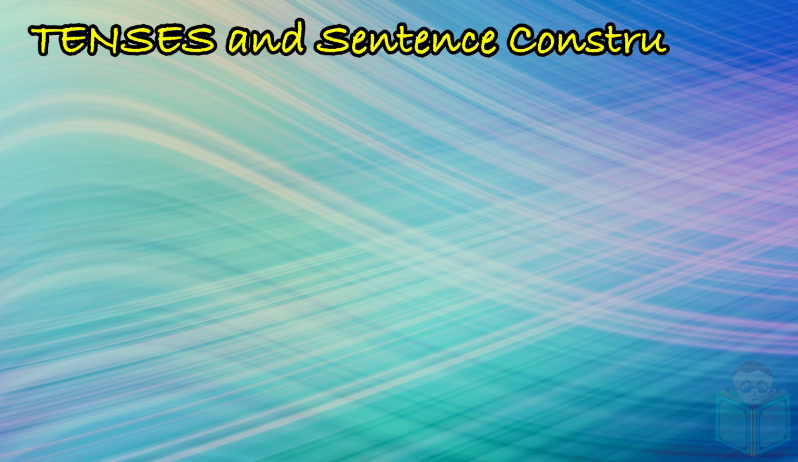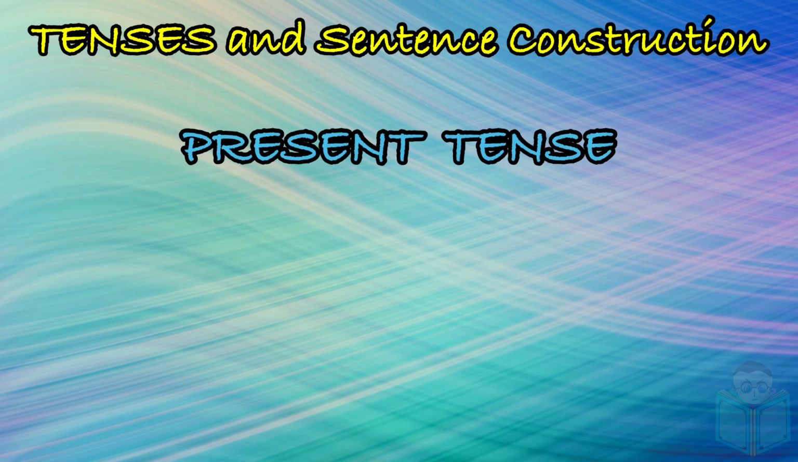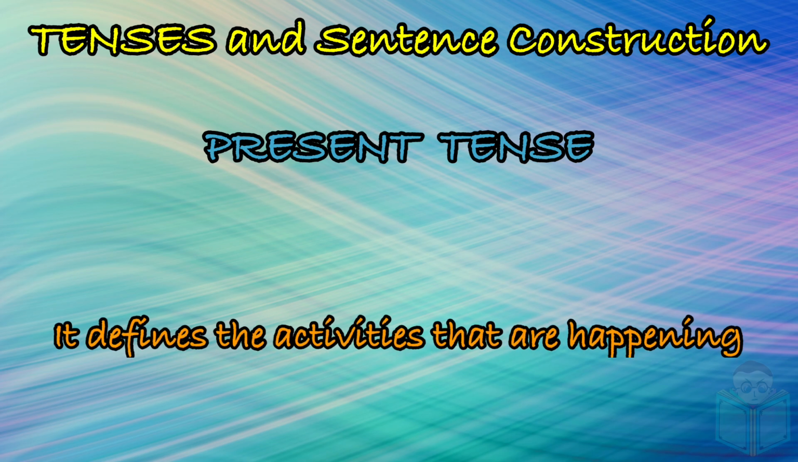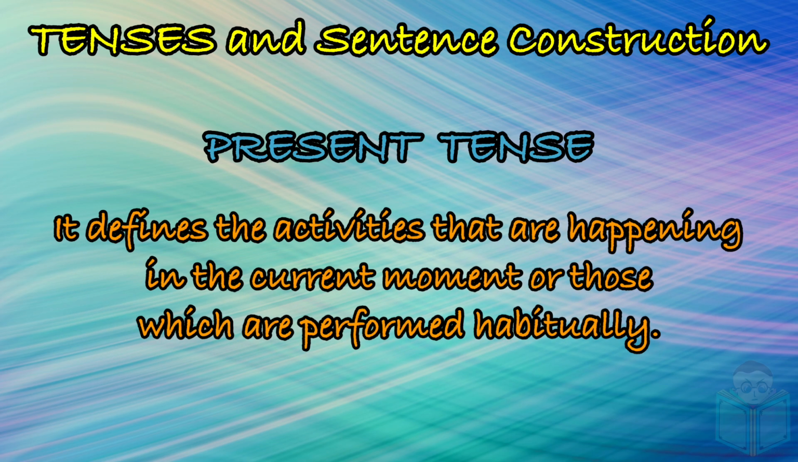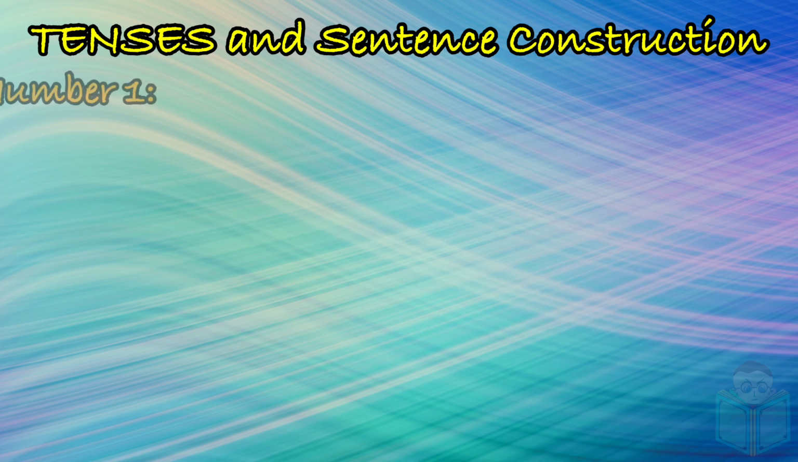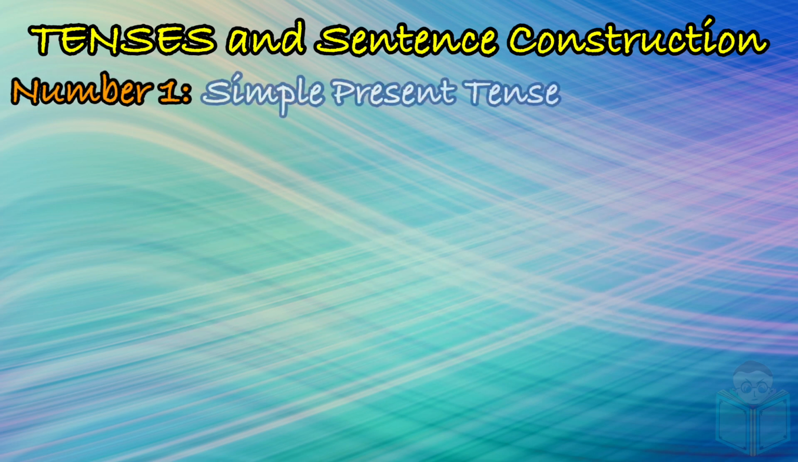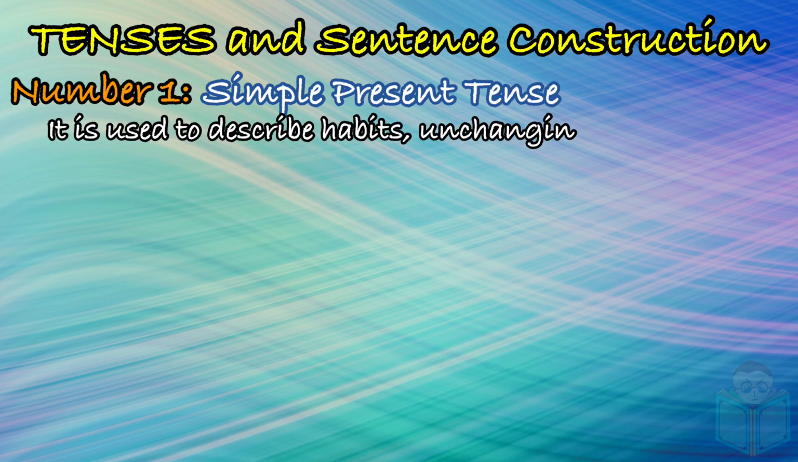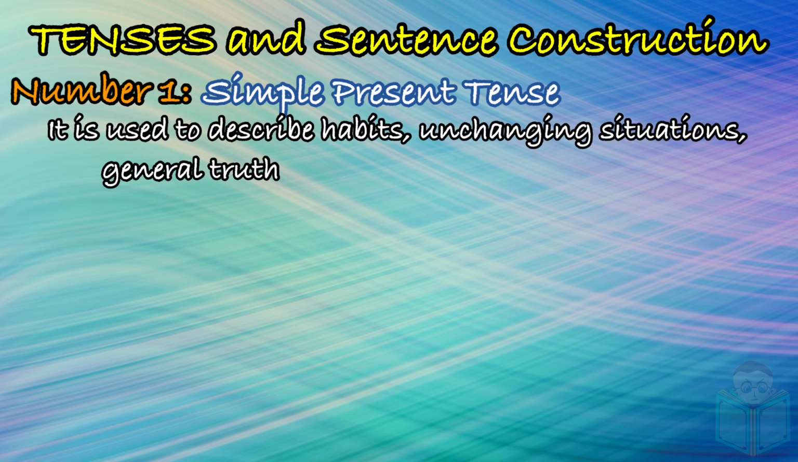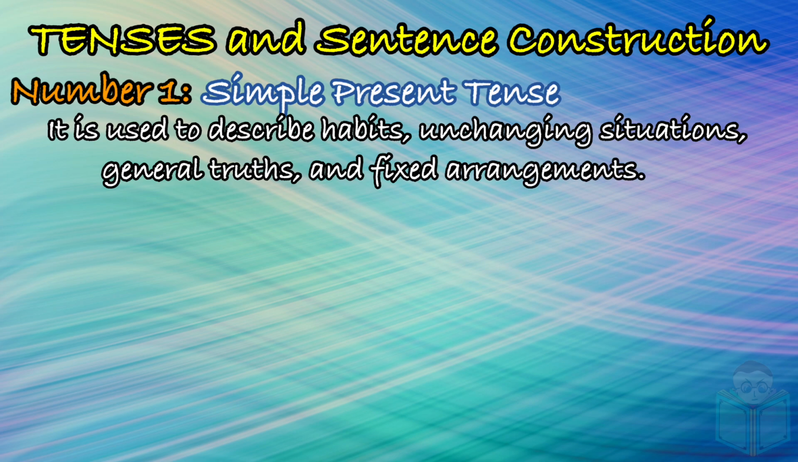Now, we will discuss tenses and show you how to construct sentences correctly. First, it is present tense. It defines the activities that are happening in the current moment or those which are performed habitually. Now let's discuss the different types of present tense. Number 1. Simple present tense. It is used to describe habits, unchanging situations, general truths, and fixed arrangements.